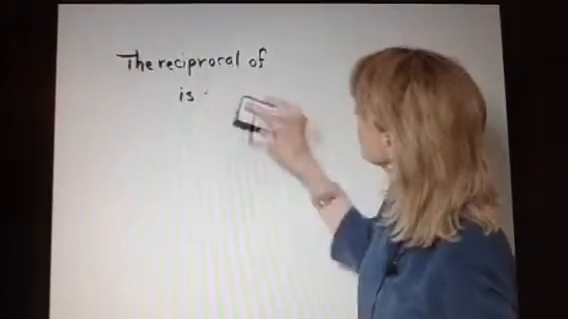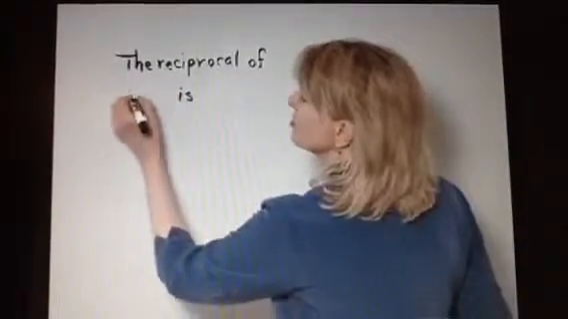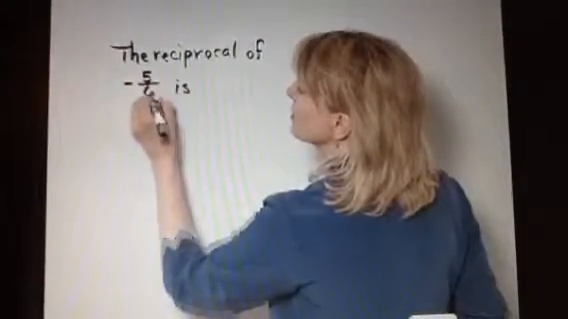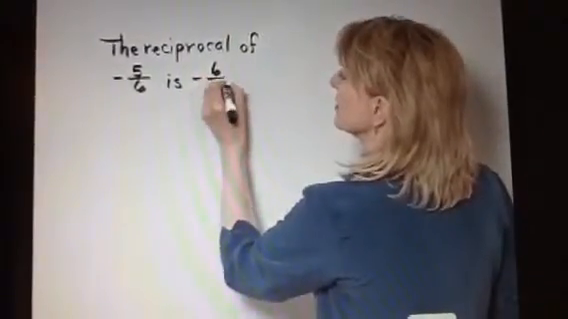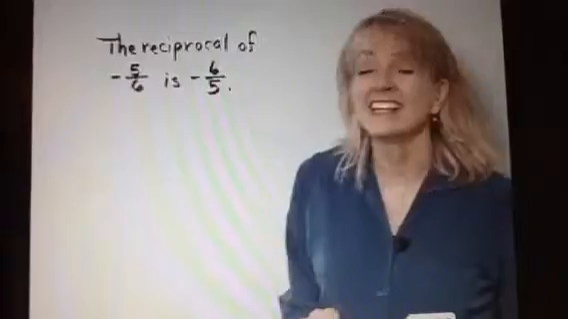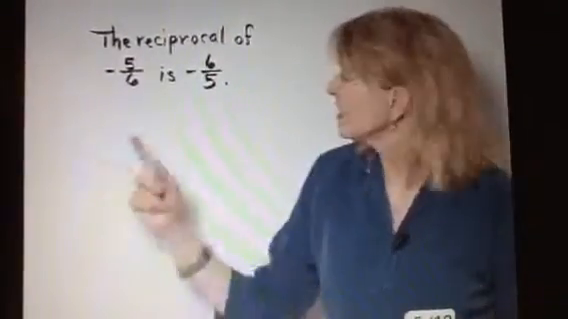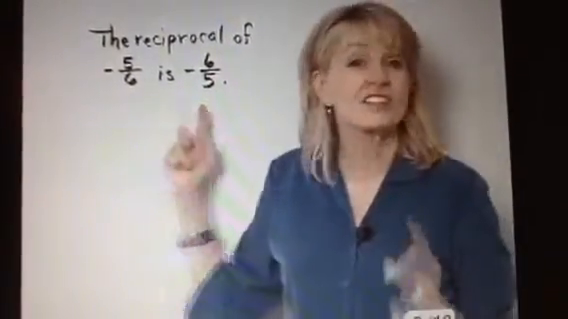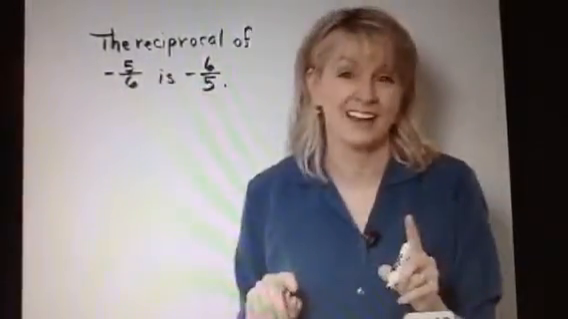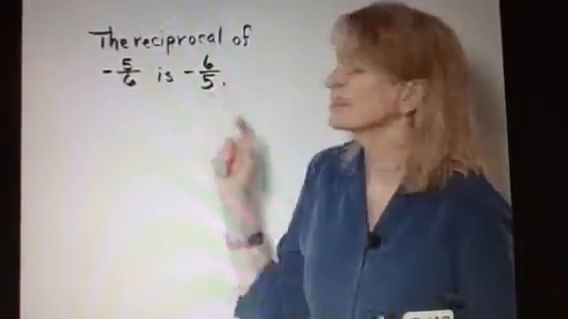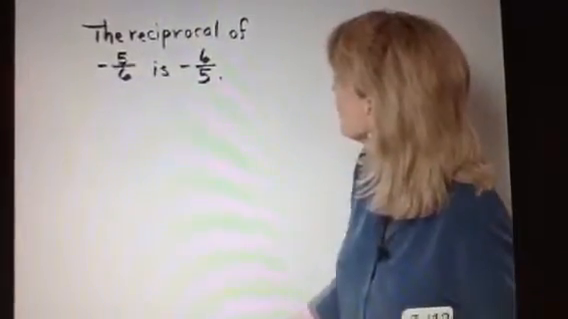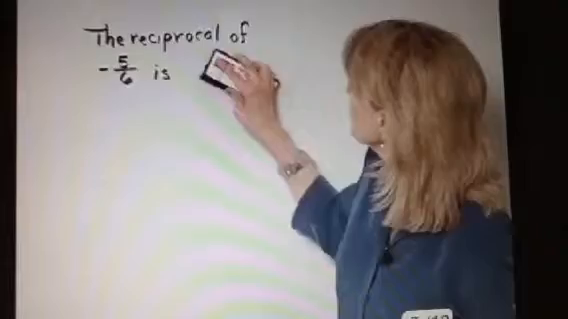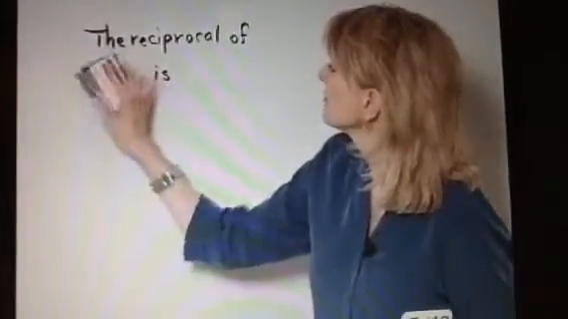Let's find the reciprocal of, say, a negative number, negative 5 over 6. The reciprocal, you just invert it. So keep the negative, and it's negative 6 over 5. If you multiply these two fractions, remember a negative times a negative is a positive, and 5 over 6 times 6 over 5, that is 1. So there's a reciprocal.